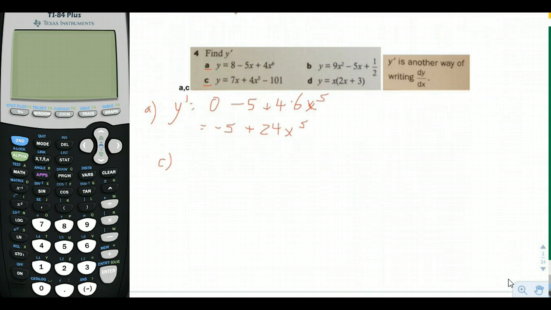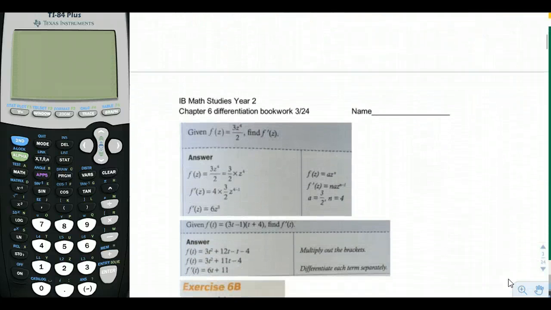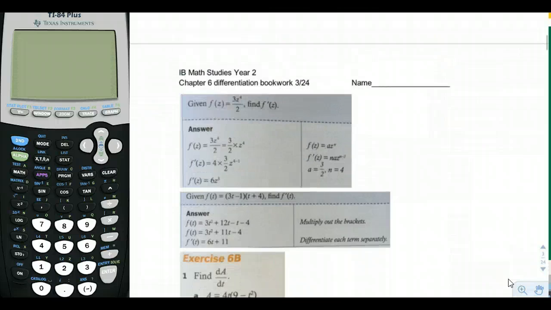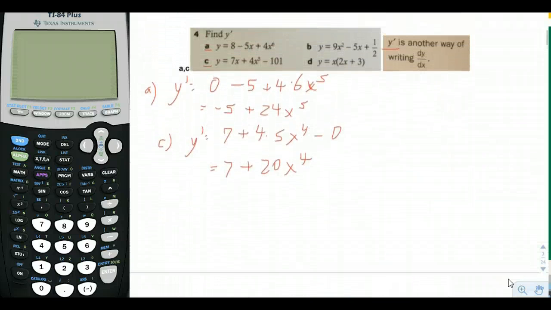And then C, you're going to do y prime equals, and the derivative of 7x is 7. The derivative of 4x to the fifth is 5 times 4x to the fourth, which is 20x to the fourth. And the derivative of the constant negative 101 is 0, because the derivative of a constant is 0. So we have 7 plus 20x to the fourth. Okay, and this just says, hey, you can write y prime instead of writing dy/dx. And that's it for the first period.